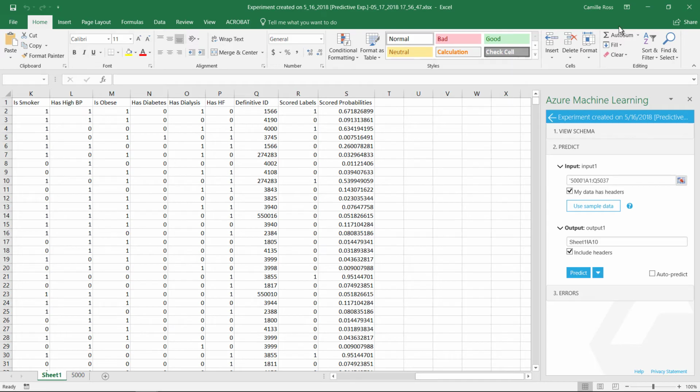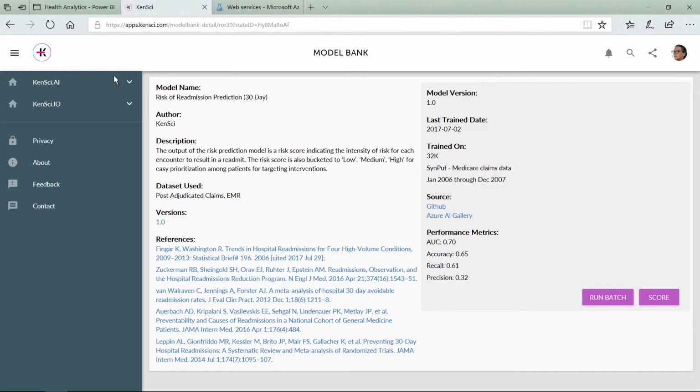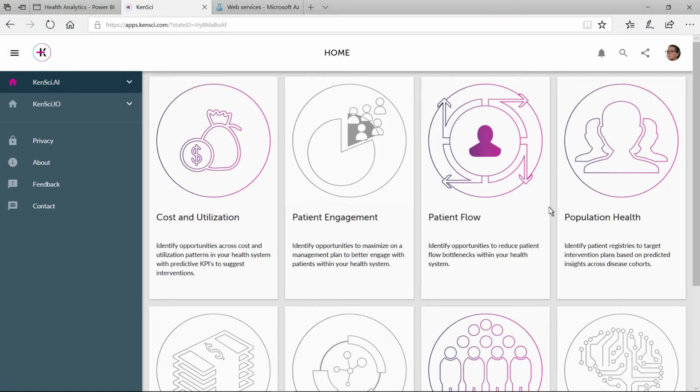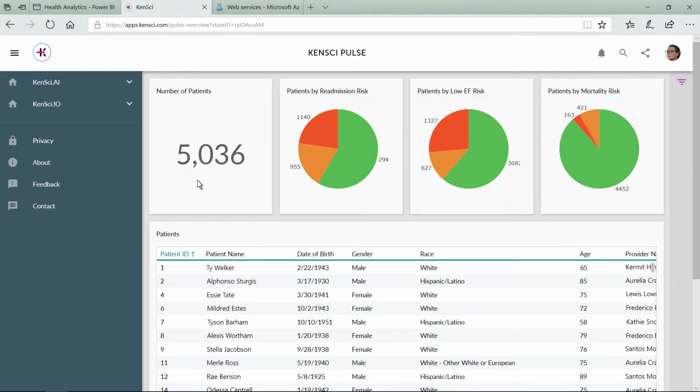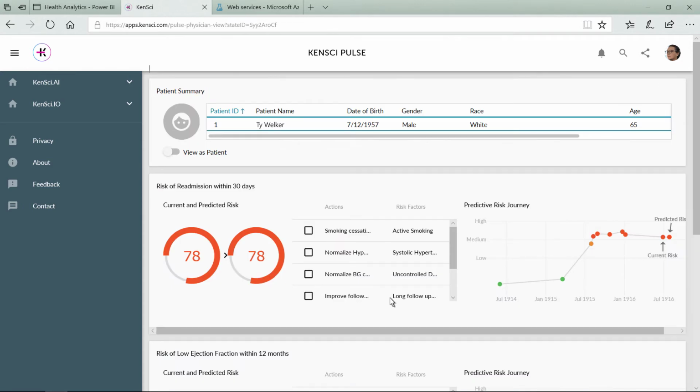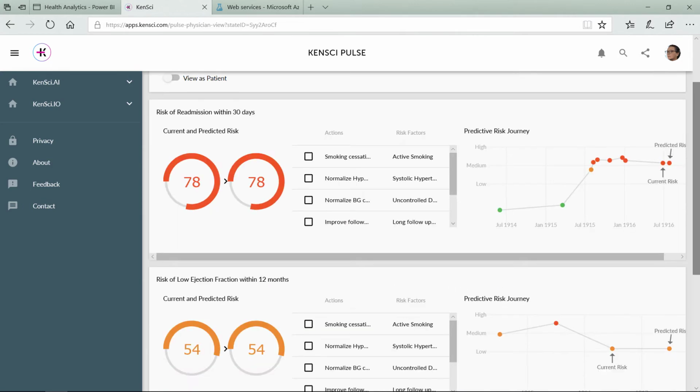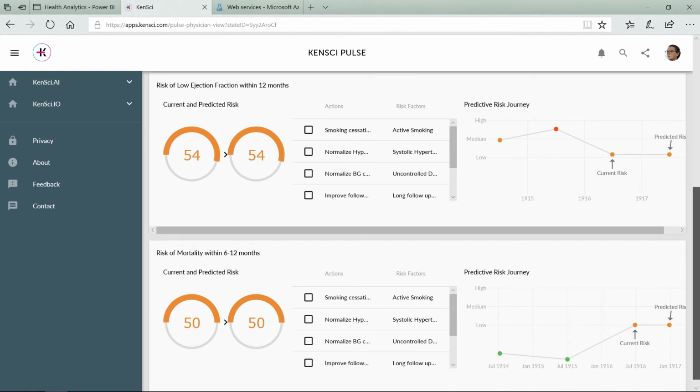For now, she navigates to the KenSci Pulse app to gain deeper insights into the heart health of these specific patients. For each patient, she can monitor the current and predicted risks of readmission, low ejection fraction, which is an indicator of poor heart health, and mortality. With tools like these, Camille can optimize care for at-risk patients and help them stay healthier longer.